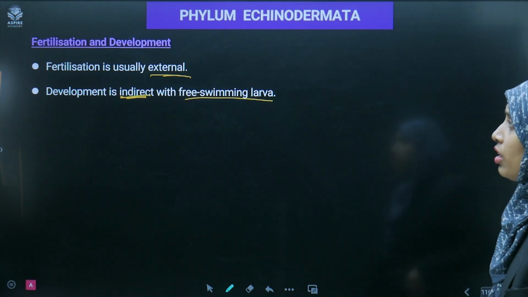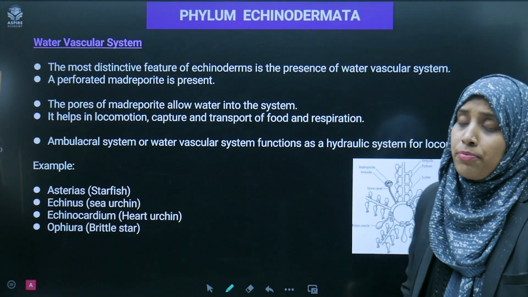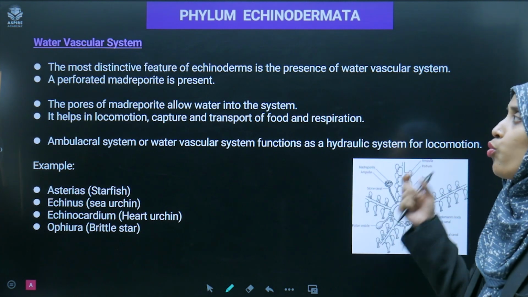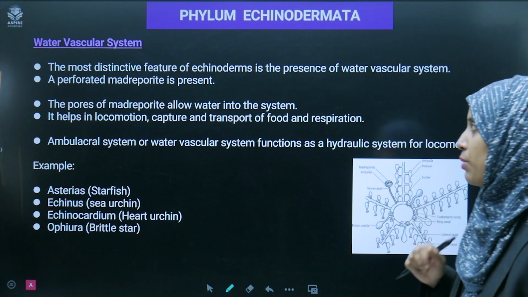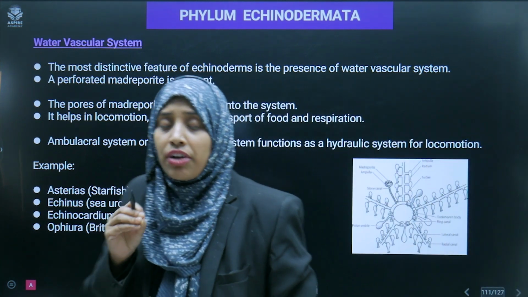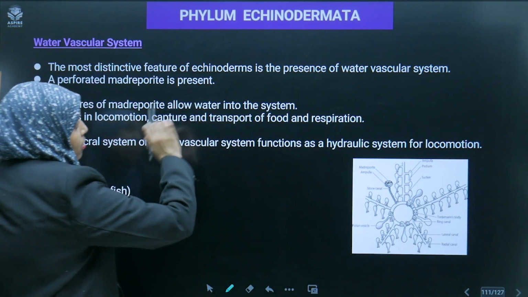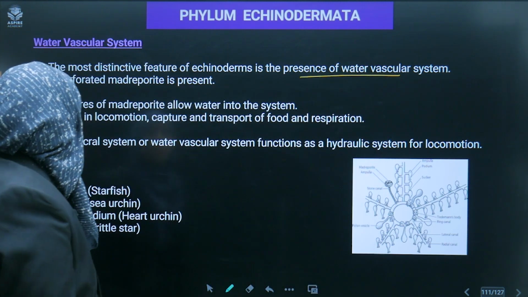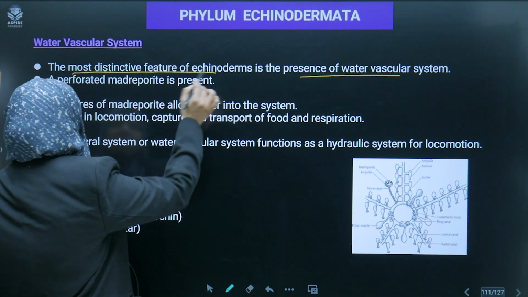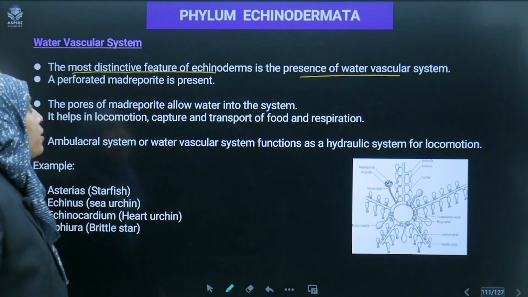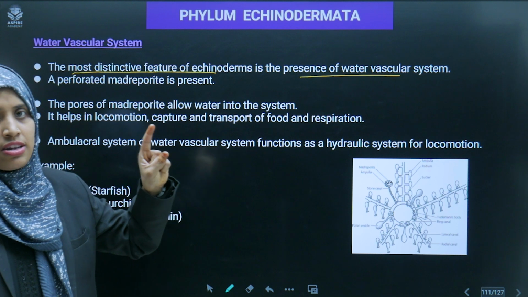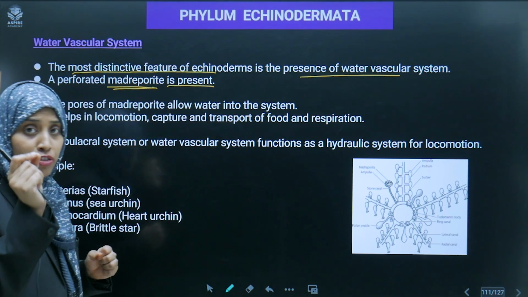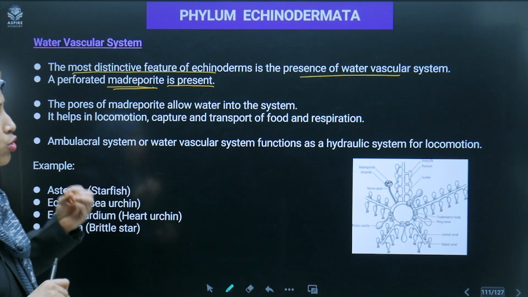Now, the water vascular system, which is very important, okay? When we are talking about echinoderms, the water vascular system is very important. The most distinctive feature of the echinoderms is the presence of this water vascular system. A perforated madreporite is present. Madreporite is the structure which is perforated, that means it has openings, holes in it.